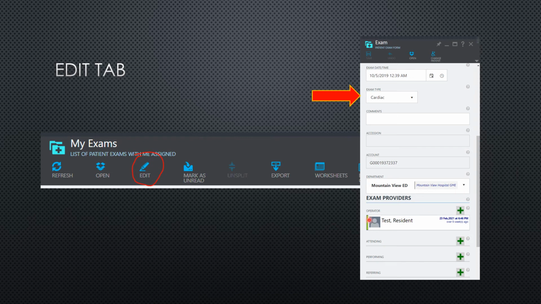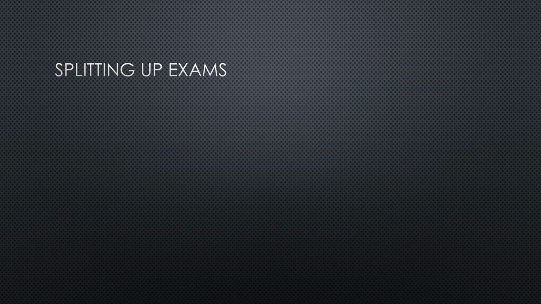So you can do that. Here's that operator field right here, and you can add other residents. You just click that green arrow right there. And the last thing is just make sure you click the save button when you're done, because if you don't, it'll discard the changes.